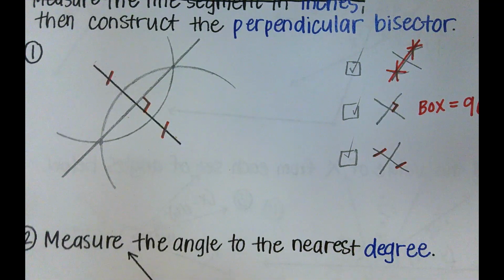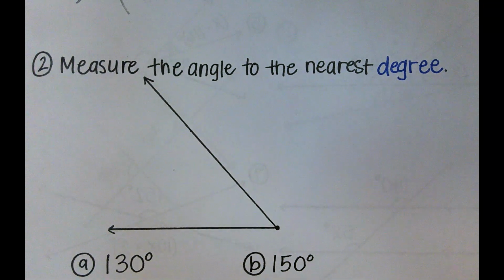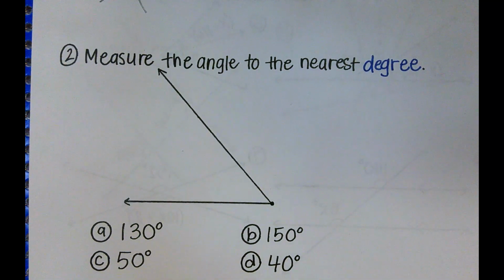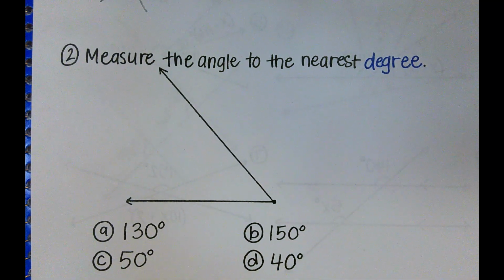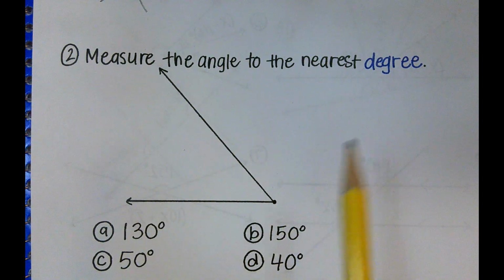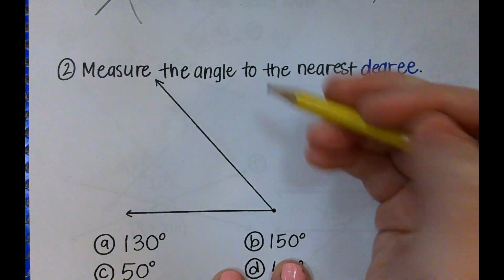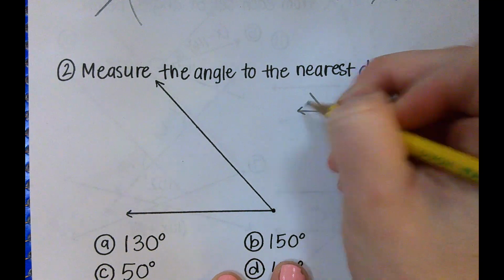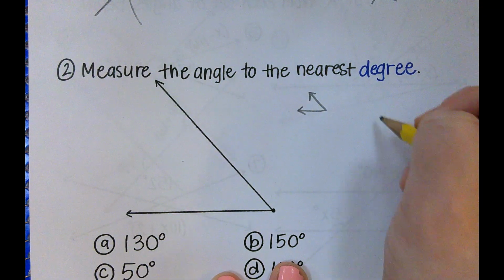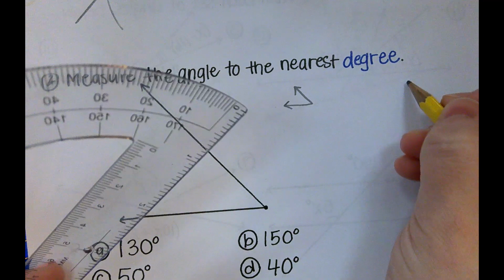All right, so for number 2, you're going to need your protractor. Now we're going to measure the angle to the nearest degree. And if you remember, we need to use the backwards one. Yes, the backwards angle. So there are 2 ways your angle might face. It could be facing to the left, or it could be facing to the right.